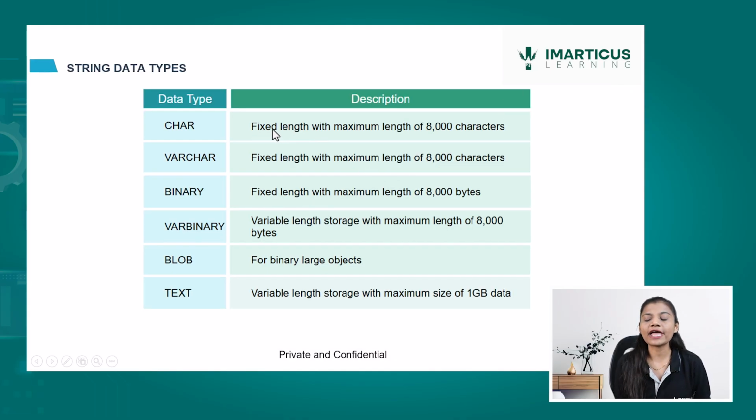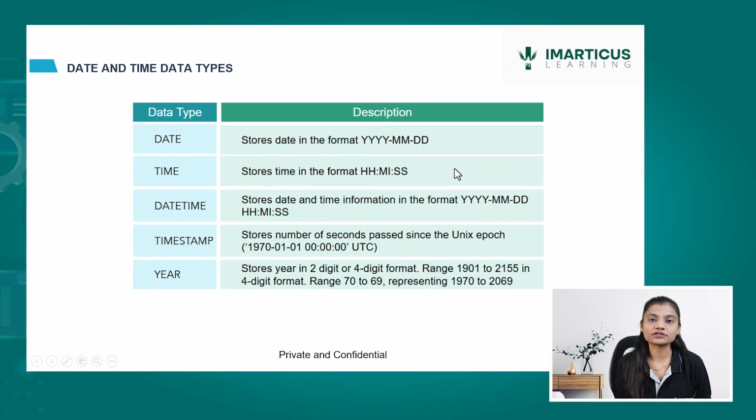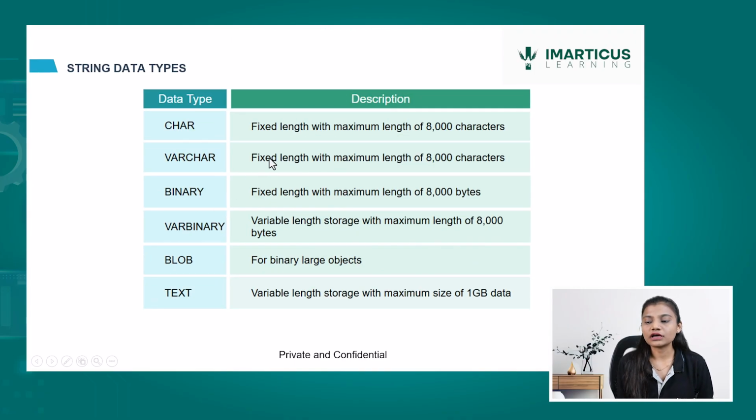So when I talk about char, it is a fixed length with a maximum length of 8,000 characters. As the name suggests, it is fixed. Now varchar is not fixed, it is variable length with a maximum length of 8,000 characters. So it consists of a variable or varying length. There was some mistake earlier, so just understand that it is a variable length, not a fixed length.